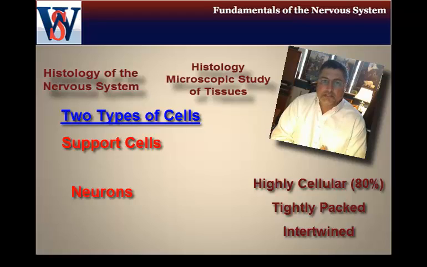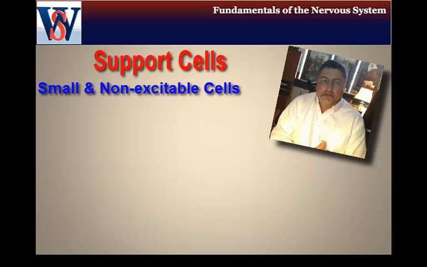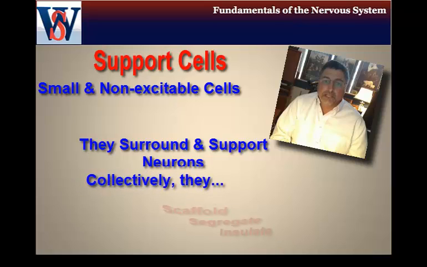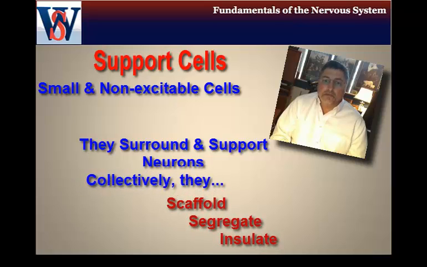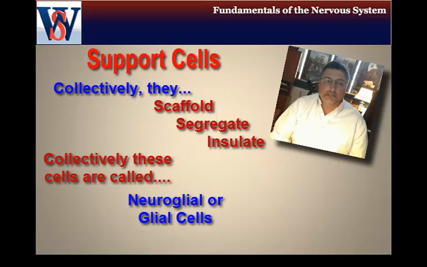Now, when we're taking a look at the support cells, we will find that the support cells are going to be small. They're going to be non-excitable, which means they do not conduct any electrical events down them. And they're going to be important in surrounding and supporting the neurons, the other type of cell that we would find in nervous tissue. In general, they all provide scaffolding, segregation, and insulation for the neuron. These cells collectively are called neuroglial or glial cells.